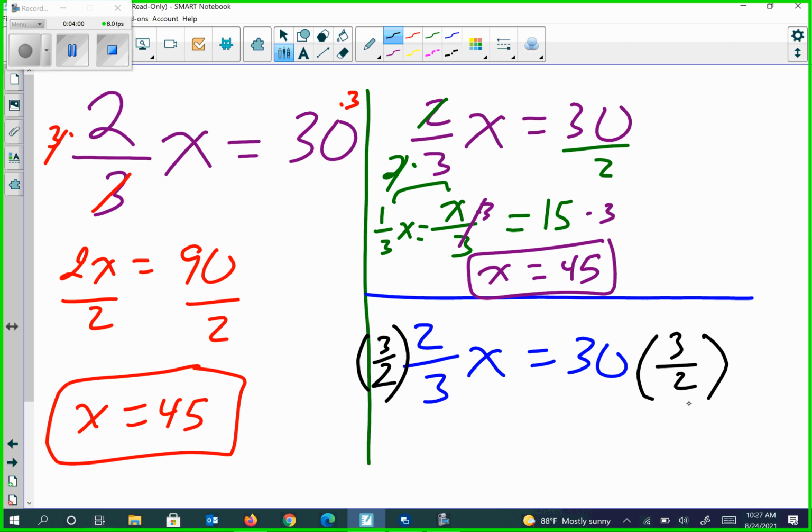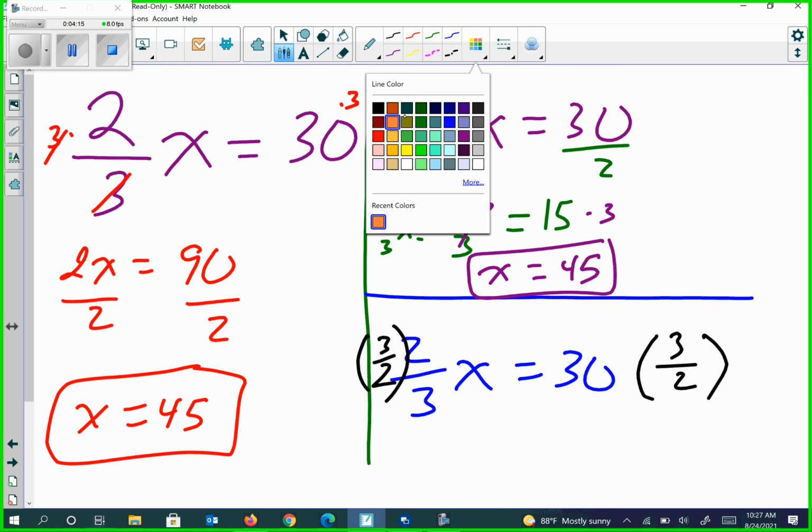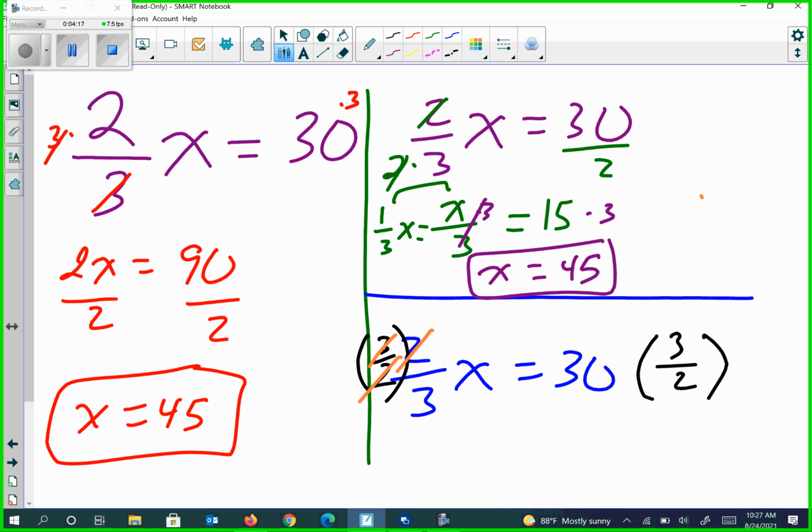So the reciprocal, now notice here. If I do this, that cancels, that cancels. That gives me x. So what should I do first? Should I go 30 times 3 divided by 2? I could do that, and that's going to give me 90 over 2, which is 45. Or I could go 30 times 3 over 2, reduce this, and it becomes 15. 3 times 15 is 45.